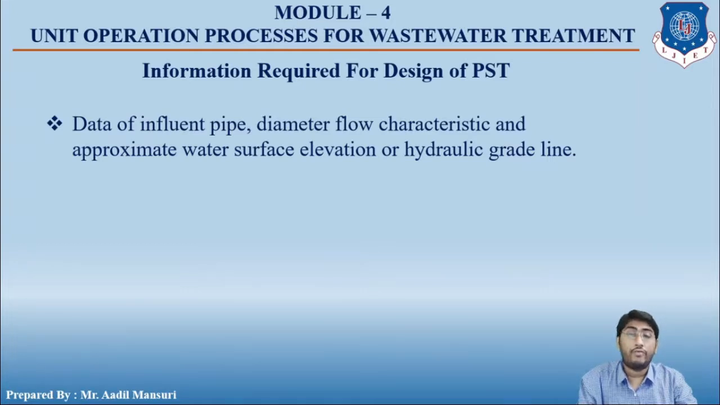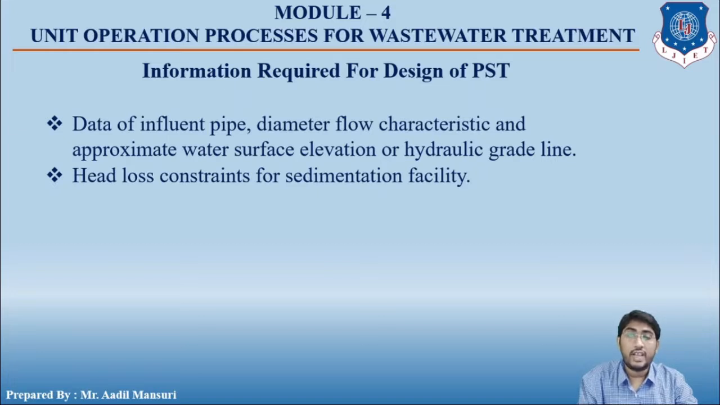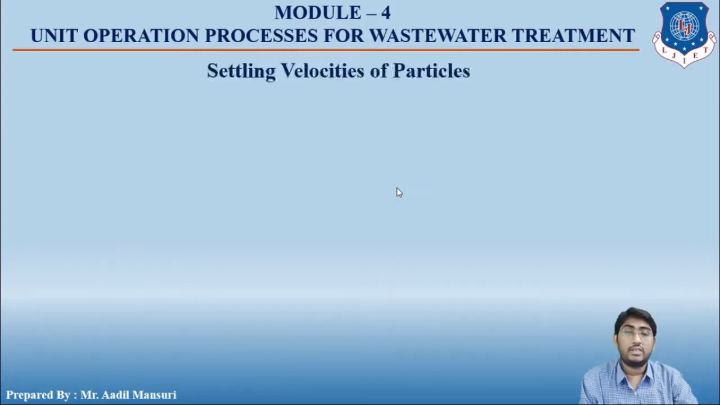Then data of the influent pipe, that is diameter, flow characteristics and approximate water surface elevation or hydraulic gradient line. This is one of the important pieces of information required, because without this you won't be able to design a primary sedimentation tank. Then head loss constraints for the sedimentation facility. These are the different pieces of information that are a must for the design of a primary sedimentation tank. Clear, students? So let us move ahead and start with the settling velocity of the particle.